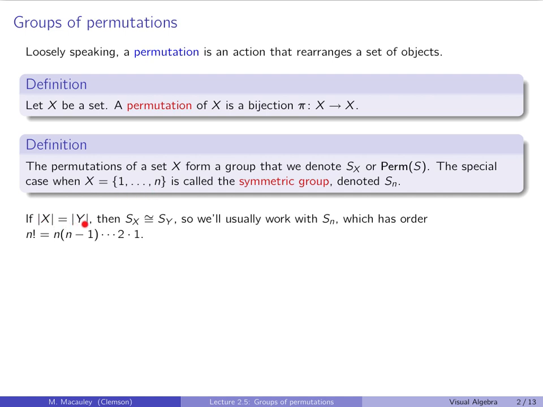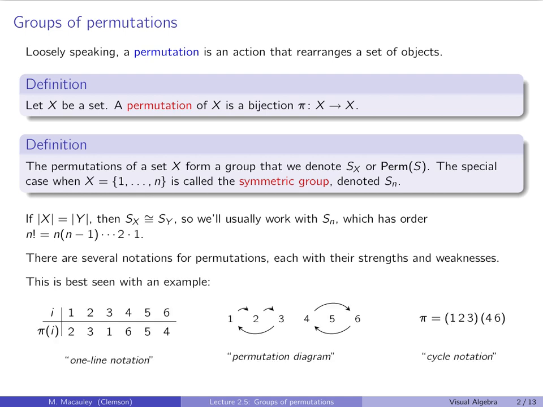If X and Y have the same cardinality, then the symmetric groups over X and Y are isomorphic. So this is why if we're dealing with finite sets, we'll usually just work with S_n. And this has order n factorial, which is n times n minus 1 all the way up to 2 times 1. That's just the number of permutations. It's a basic discrete math fact.